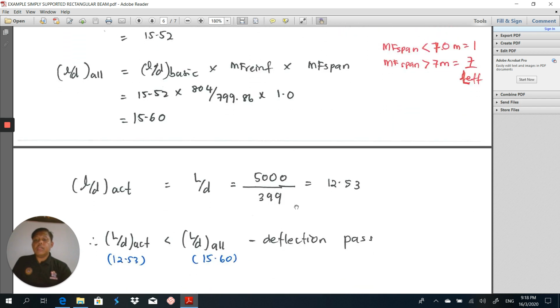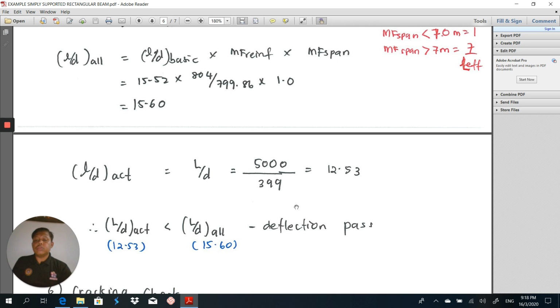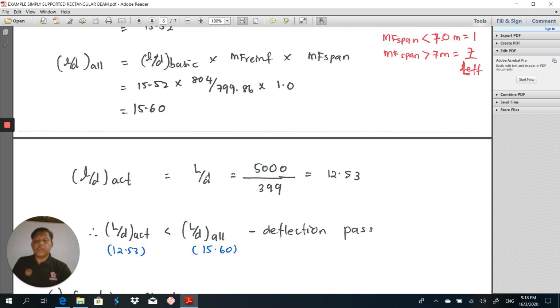And then the last one is L over D actual. You have to calculate L over D actual here. Your L is the length of the beam, so the length of the beam is 5,000 millimeter divided by D, which is 399. Therefore 12.53. Then we made a conclusion: L over D actual is less than L over D allowable. Therefore the deflection check is passed.